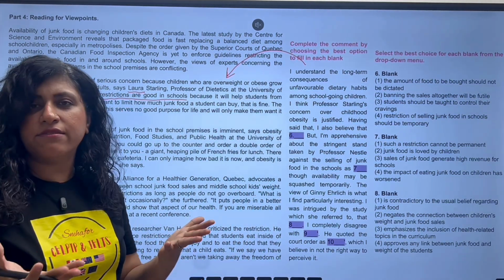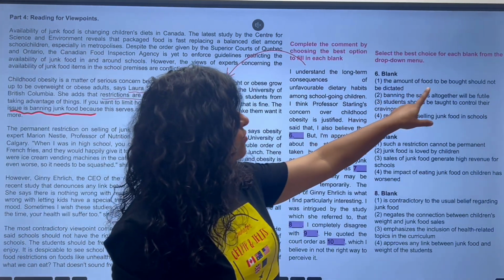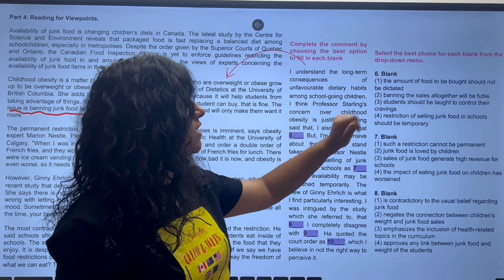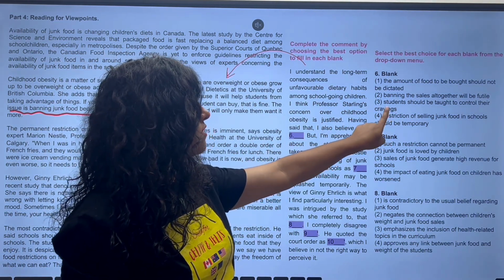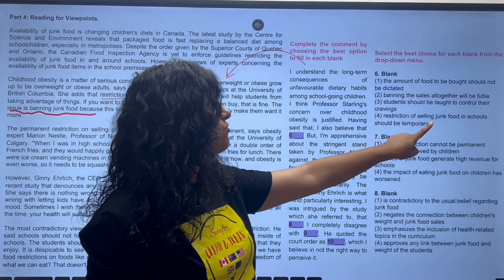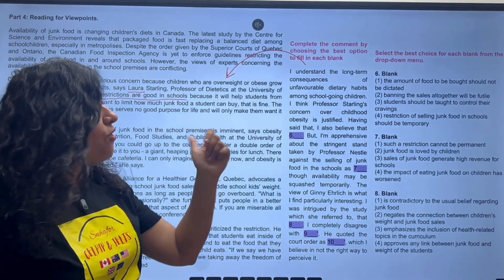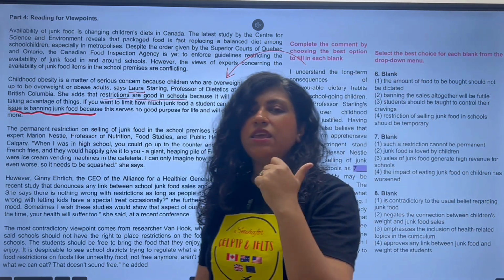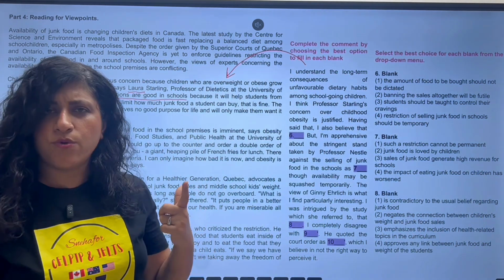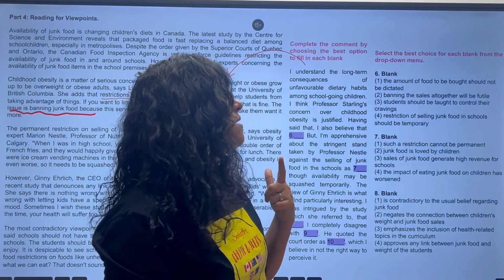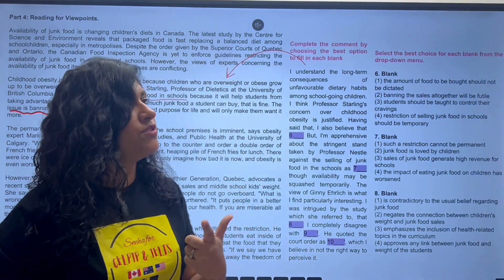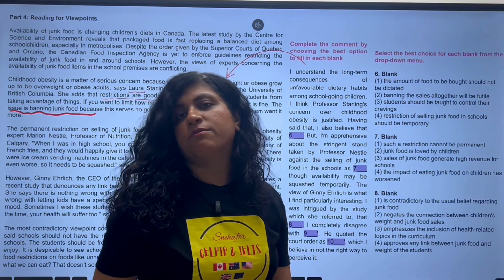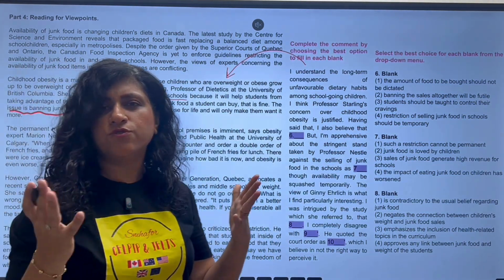So what will the reader believe? Amount of food to be bought should not be dictated. Banning the sales altogether will be futile. Students should be taught to control their cravings, or restrictions of selling junk food in schools should be temporary. So according to the reader, if Professor Laura's viewpoints are justified, that means he will also say either that restrictions are okay up to a certain limit, but ban is not okay. So out of these two, I have at least one over here, and that is banning the sales altogether will be futile. Futile means of no use, useless.